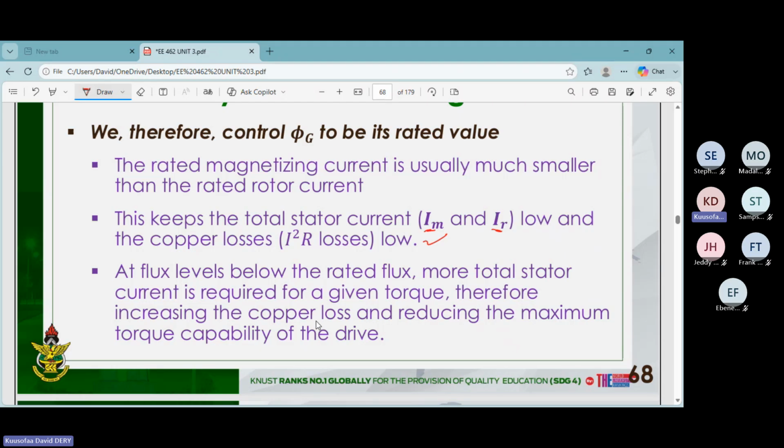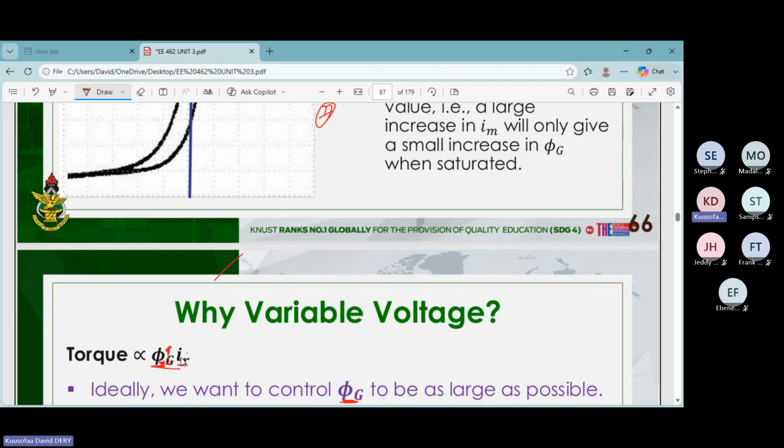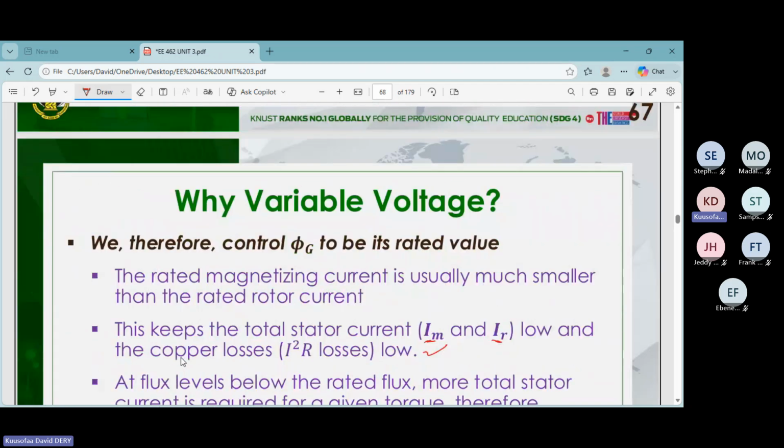So we know that the torque is proportional to this, right? So if you also reduce the flux level, because we know that if you increase it beyond the maximum, Im is going to be high and that will increase losses. If you also reduce it, you also need a high current to be able to maintain the torque. If you want a high torque, because the flux is low, that means that the current must be increased. So if you increase the current, that also increases the losses. So we have to always ensure that the flux is at the rated value.